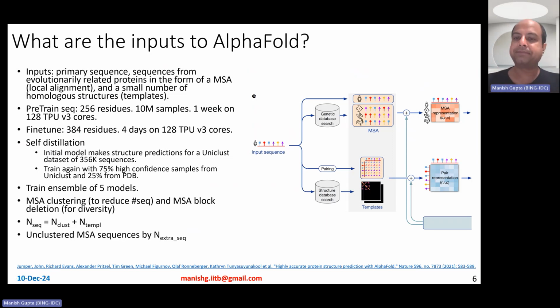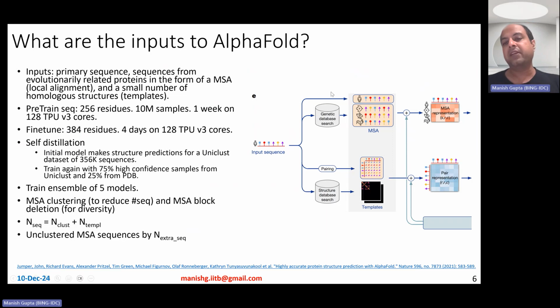Okay. And not just that, they do even more rigorous work. They train an ensemble of 5 models. So remember, it takes 1 week for 128 TPU cores. Well, 2 weeks because you're training it 2 times, and then multiplied by 5 because you really require an ensemble of 5 models. Okay, so lots of compute requirements.